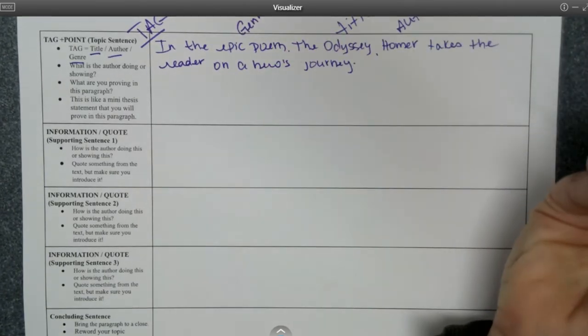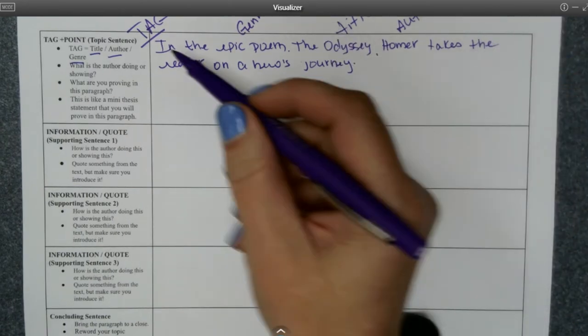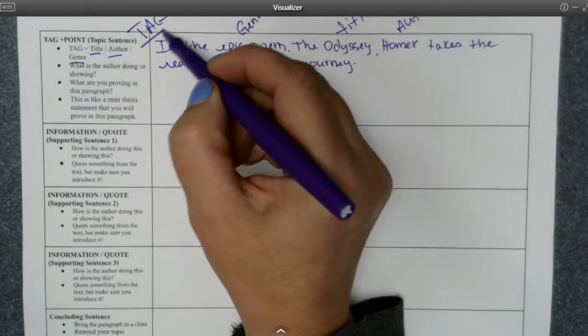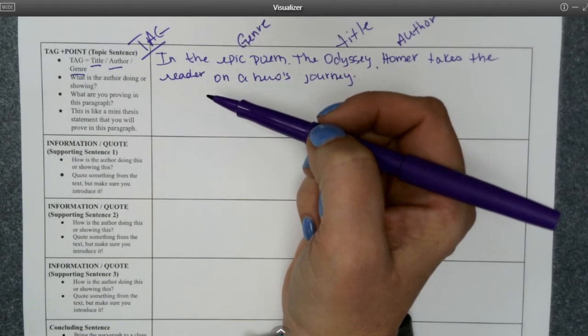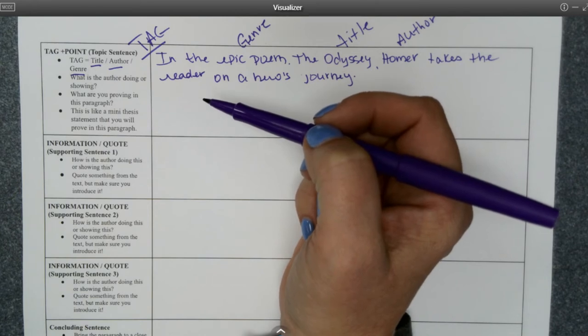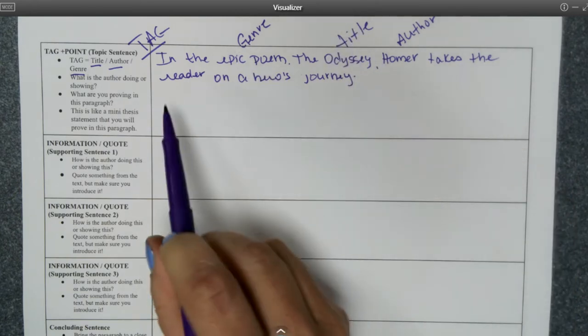All right, so you obviously do not have to have them in this order, okay? You don't have to have it in the TAG order. It's just called tag to help you remember. But this is how you would write something. This is how you would write your purpose statement.